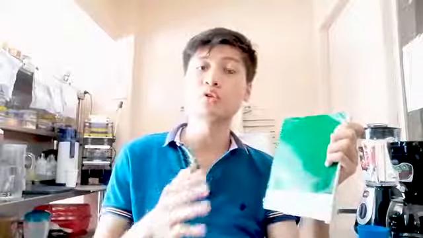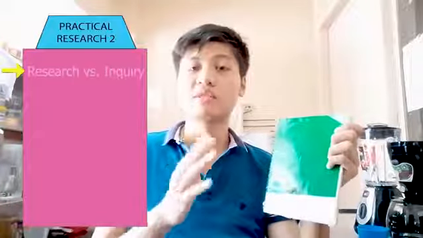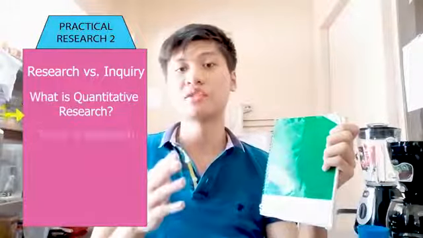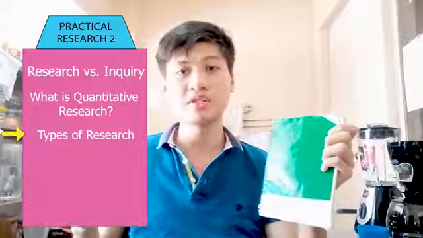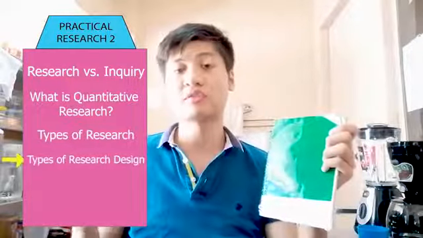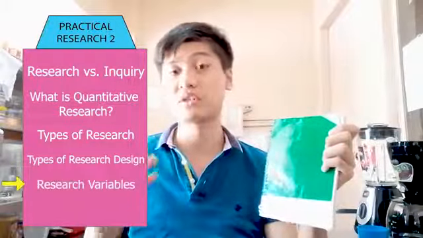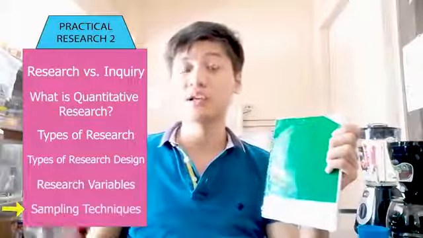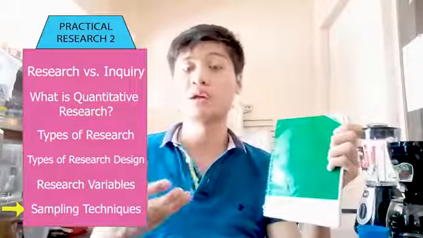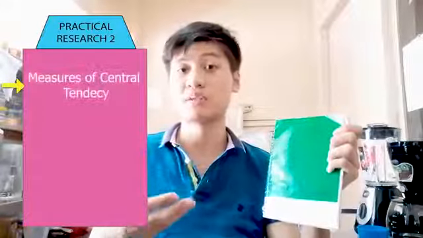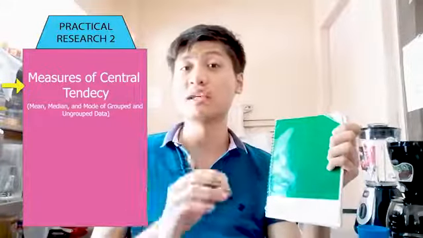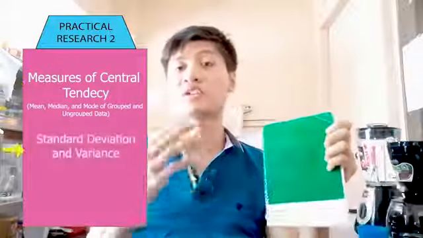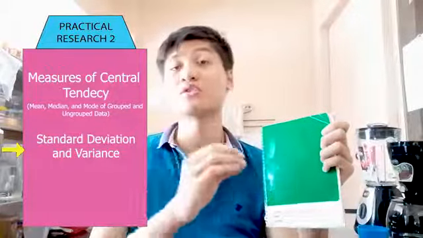So with practical research 2, you're going to learn about the differences between research and inquiry, and then the definition of quantitative research, then the differences of the different types of research, the different types of research design, the different research variables, and the different sampling techniques, and so on, until we reach the part where we are going to use mathematics, which is the measures of central tendency, which is basically computing for the mean, median, and mode of both grouped and ungrouped data. You're also going to learn there how to compute for the standard deviation and the variance. That's also included with the measures of central tendency.